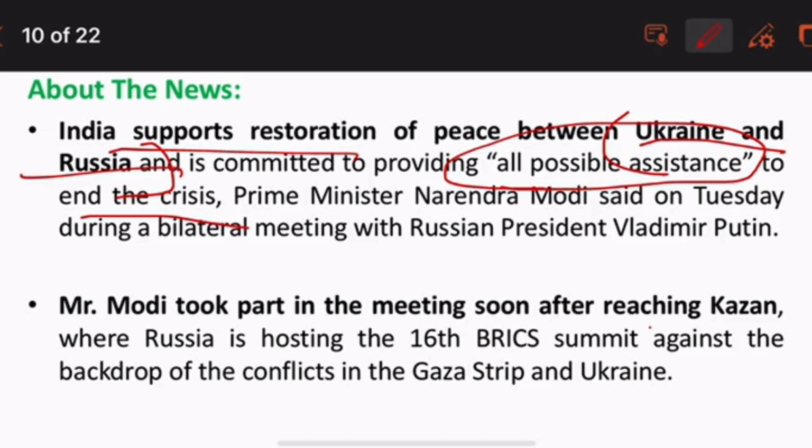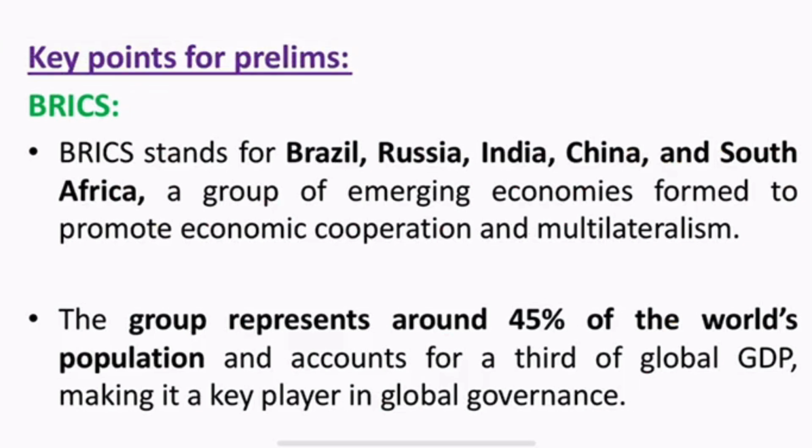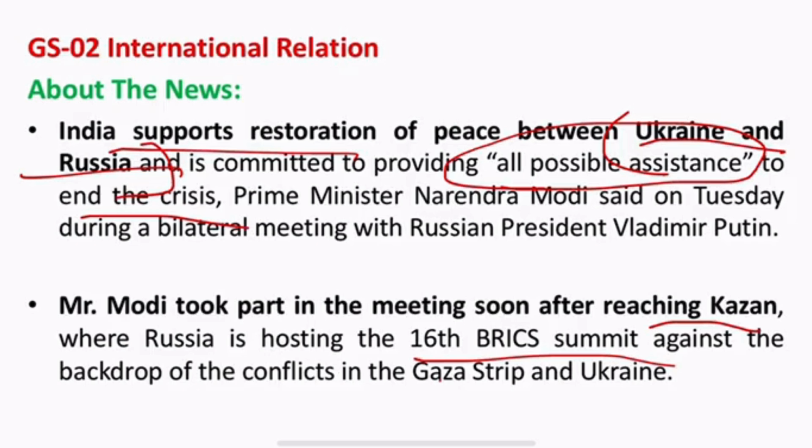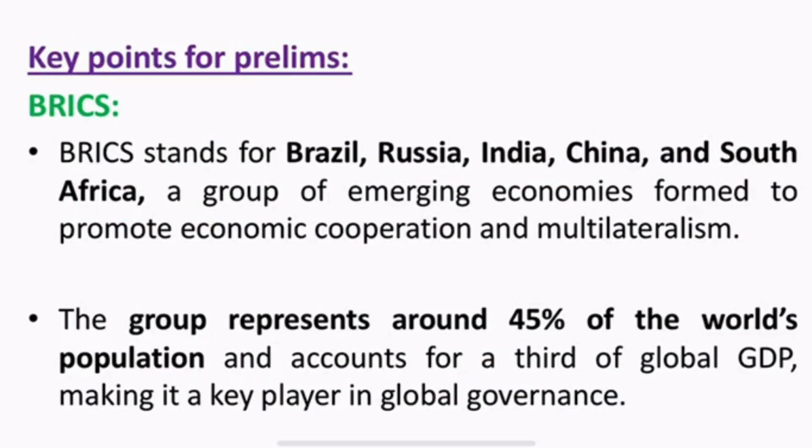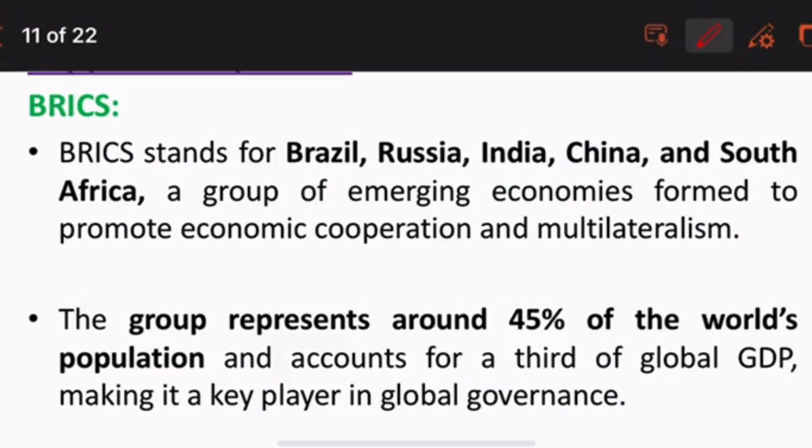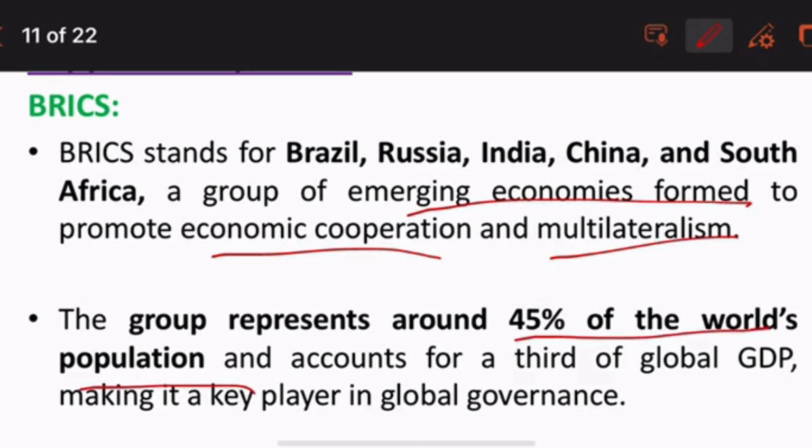PM took part in the meeting soon after reaching Kazan, where Russia is hosting the 16th BRICS Summit. BRICS stands for Brazil, Russia, India, China and South Africa, a group of emerging economies formed to promote economic cooperation and multilateralism. The group represents around 45% of the world population and accounts for a third of global GDP.